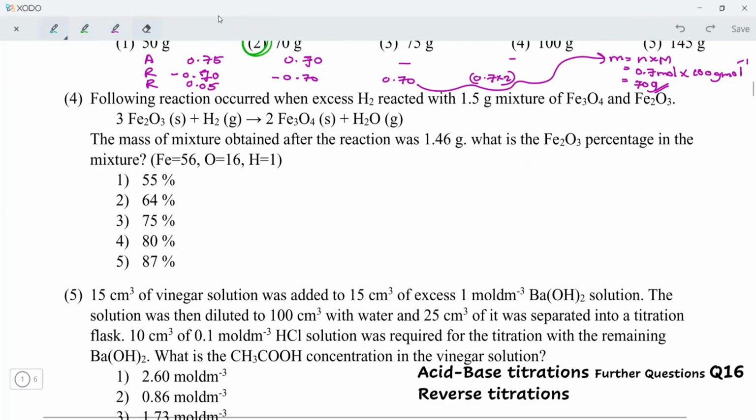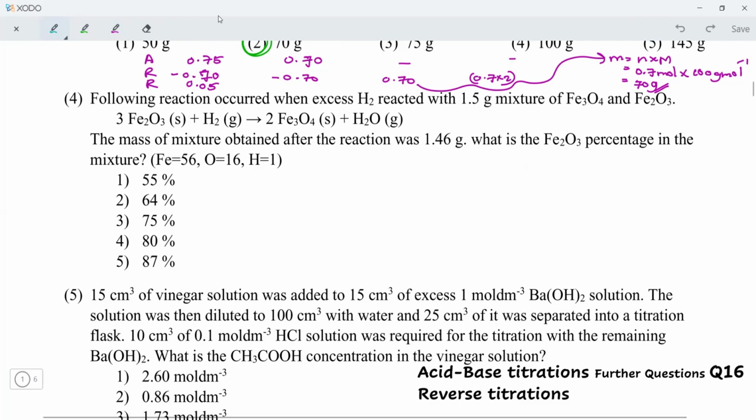Okay. Let's see our fourth question. Following reaction occurs when excess hydrogen reacts with a 1.5 gram mixture of Fe3O4 and Fe2O3. So you are having sort of a mixture, I believe. Then the mass of the mixture obtained after the reaction is 1.46 gram. That means some mass is reduced because of the removal of this oxygen, right?